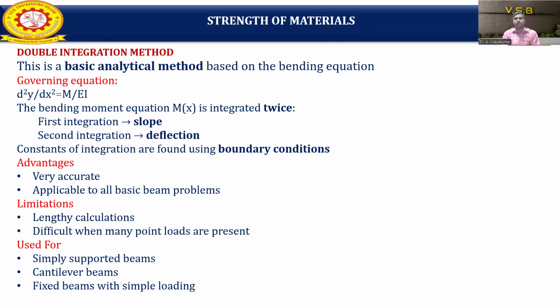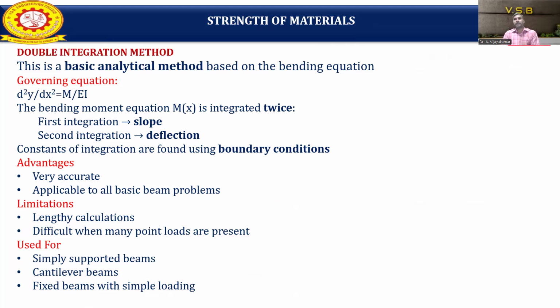So what is the main advantage of using double integration? We get very accurate results. When we derive and get the equation, we can substitute the values and get the slope and deflection very easily. This is a very accurate method, applicable for all the basic beam problems. For a simply supported beam with a single point load or a fixed beam with a single point load, it is very good and gives more accurate results for slope and deflection.